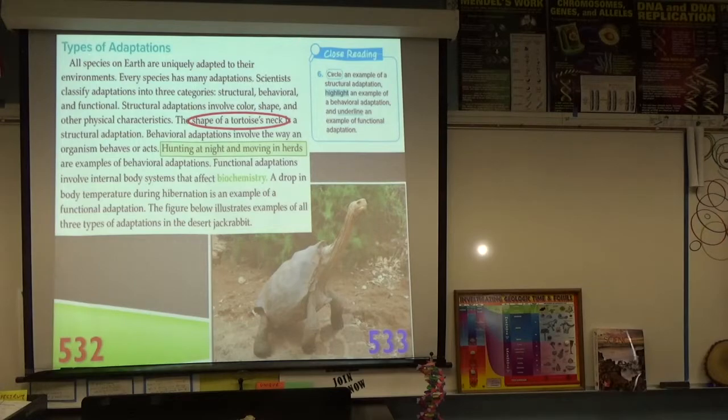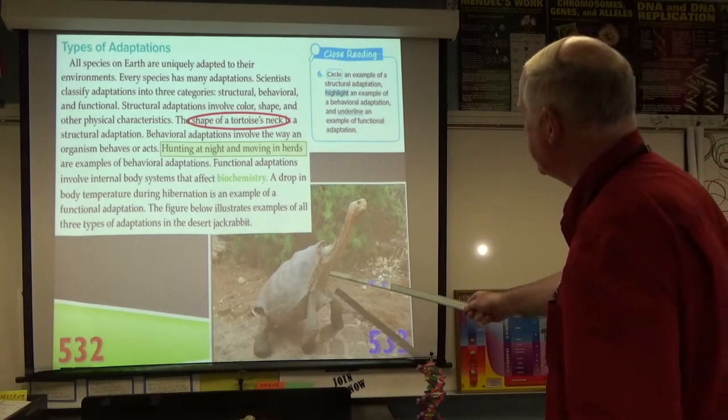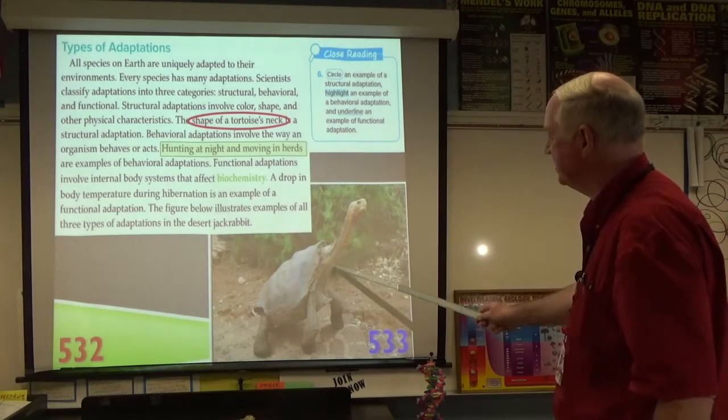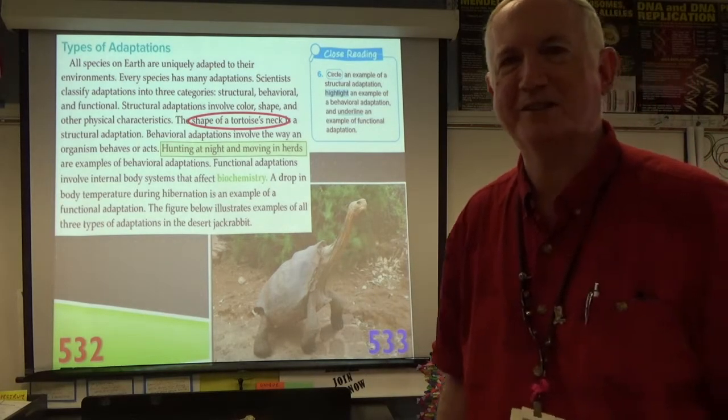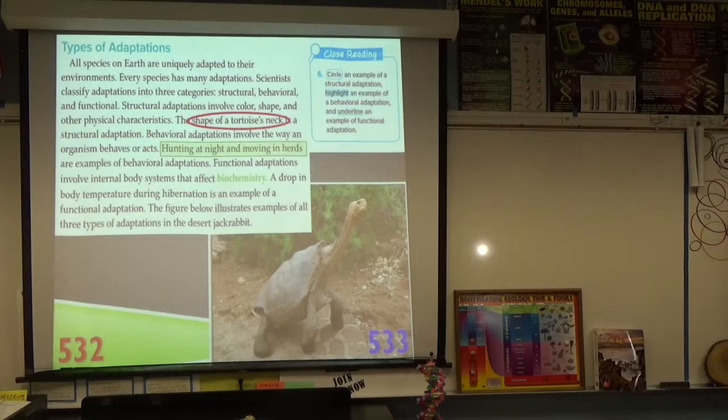The figure below illustrates examples of all three types of adaptations in the desert jackrabbit, except I'm not showing you the picture. I'm showing you, like I promised, a picture of a tortoise with a really, really long neck. Those guys can really stretch out those necks. Okay, so the last thing, do you know what to underline? Did you find it? Yeah, drop in body temperature during hibernation.